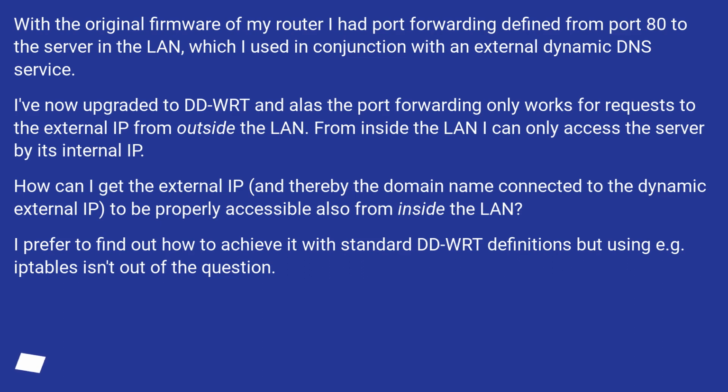I've now upgraded to DD-WRT, and alas, the port forwarding only works for requests to the external IP from outside the LAN. From inside the LAN, I can only access the server by its internal IP. How can I get the external IP, and thereby the domain name connected to the dynamic external IP, to be properly accessible also from inside the LAN?